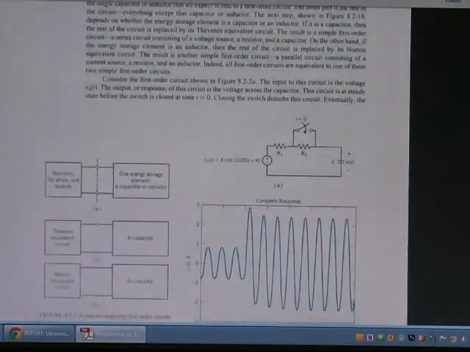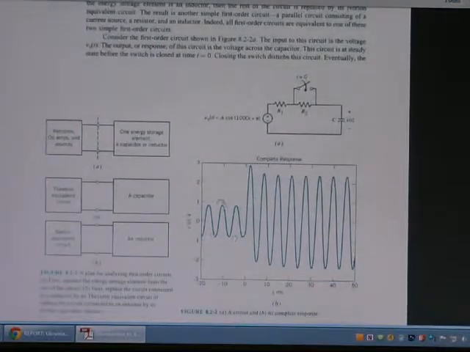So, this is when we are making the switching, so that there is a current flow into this capacitor.